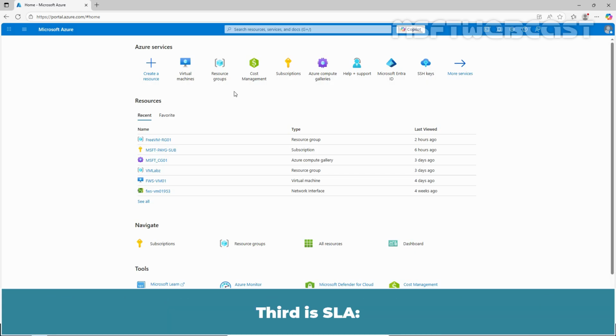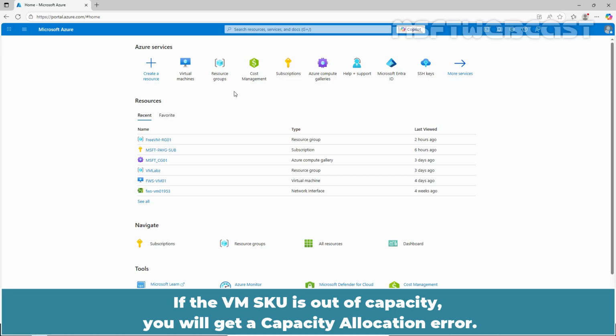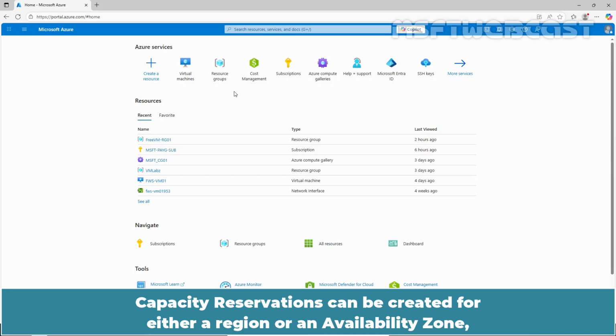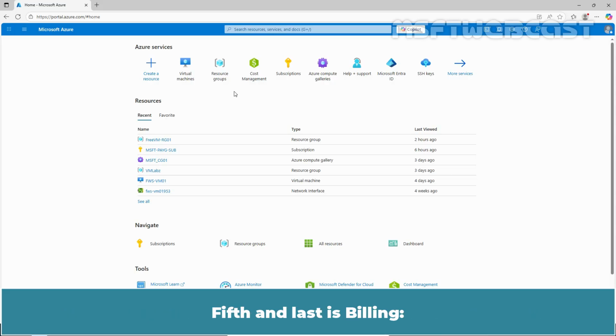Third is SLA. SLA stands for Service Level Agreements. Reserved instances do not guarantee capacity. If the VM SKU is out of capacity, you will get a capacity allocation error. Capacity reservations guarantee availability. Fourth, region versus availability zones. Capacity reservations can be created for either a region or an availability zone, while reserved instances are scoped at the regional level.